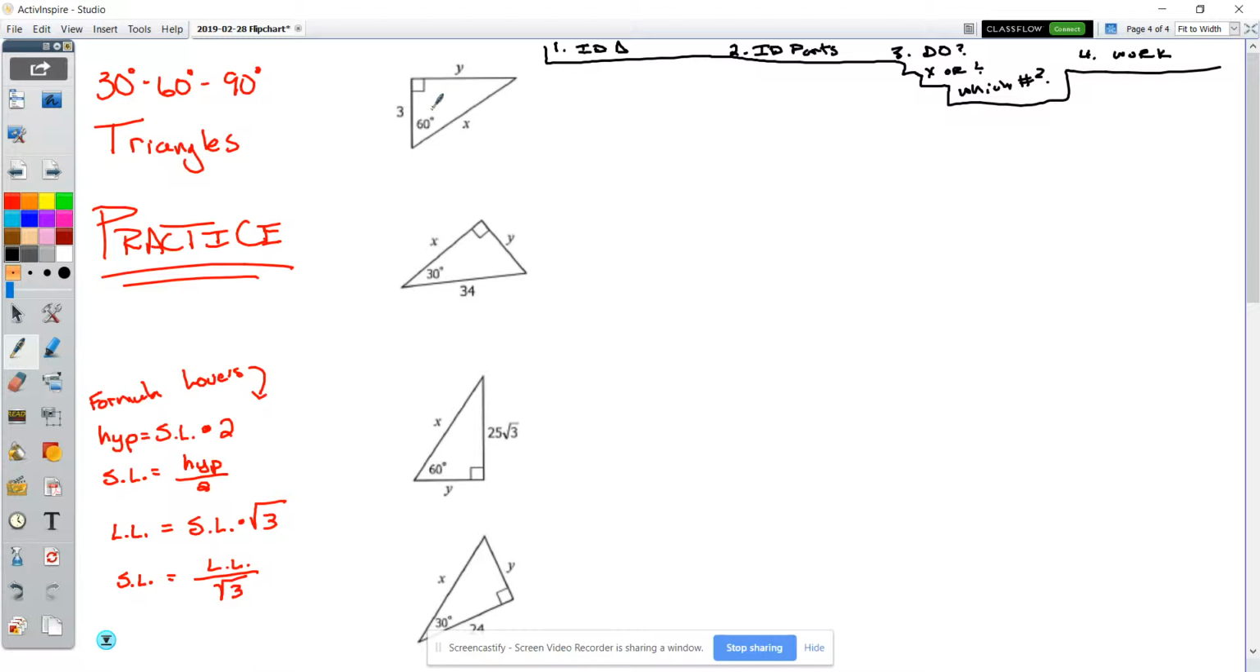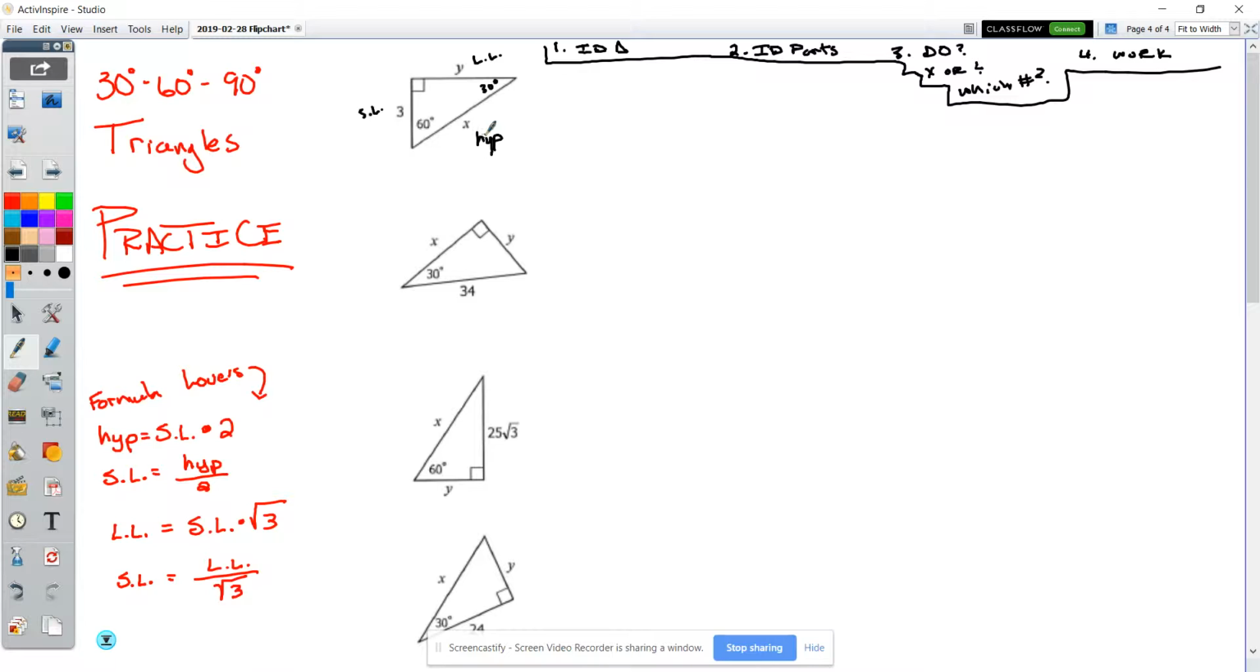So I know that this is a 30, 60, 90 triangle because this is 60, this is 90. That would have to be 30 to add up to 180 degrees, okay? I then identify, notice this is the hypotenuse because it's opposite the right angle. This is the short leg. It's opposite the 30. And this is the long leg because it's opposite the 60. Okay. So I have the short leg. I'm trying to find the long leg, and I'm trying to find the hypotenuse.